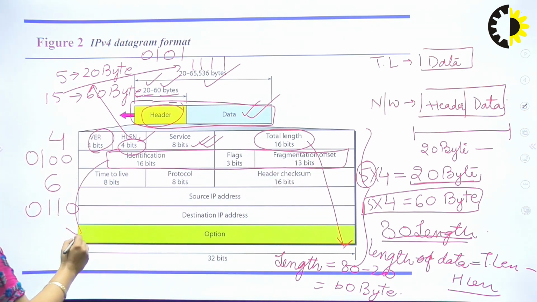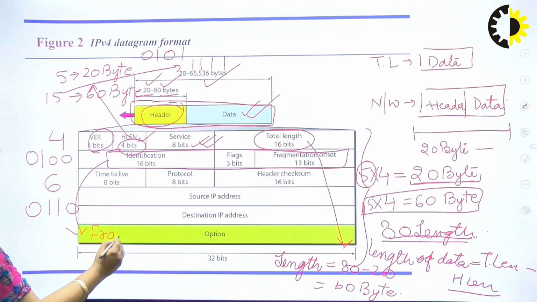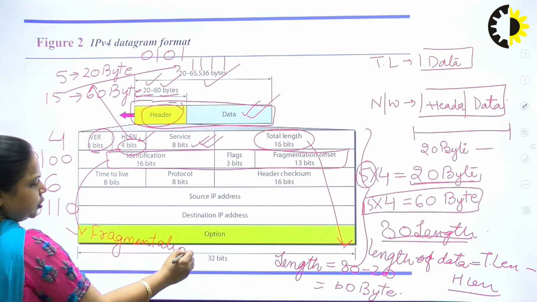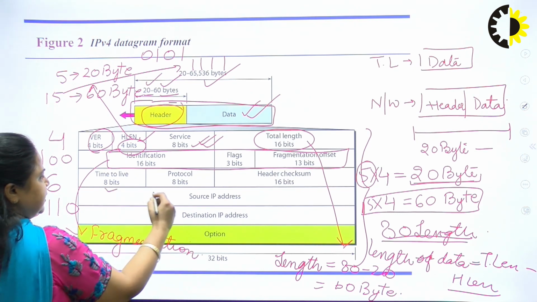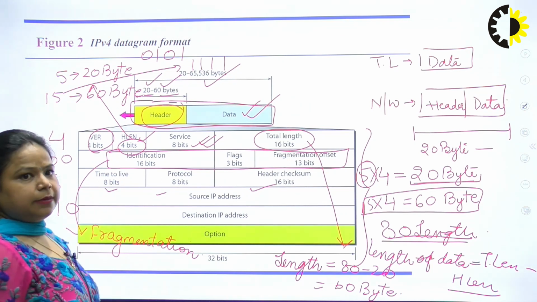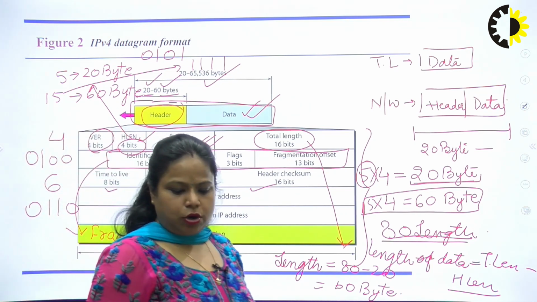Then after that, we are going to talk about these three parameters, which are related to the next topic, called fragmentation, that we will discuss later. First of all, we are going to talk about the next parameter, which is called TTL.